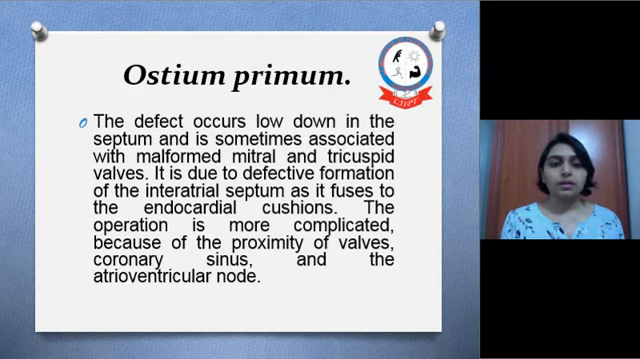Next is ostium primum. The defect occurs low down in the septum and is sometimes associated with malformed mitral and tricuspid valves. It is due to defective formation of the interatrial septum as it fuses to the endocardial cushion. The operation is more complicated because of the proximity of the valves, coronary sinus, and atrioventricular node, which is the AV node, which helps in conduction of the heart from the SA node to the AV node and from there to the Purkinje fibers.